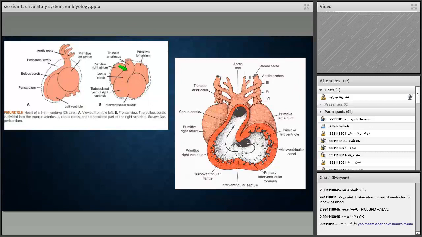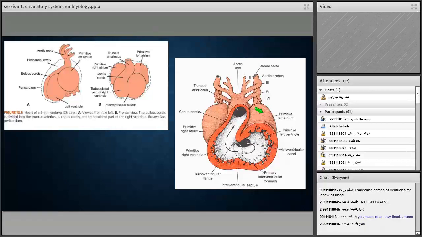So, the final position of the conus cordis is in the middle part of the pericardial cavity because of the two dilations in the primitive common atrium, because the primitive common atrium wants to form the primitive right atrium and primitive left atrium. Clear? Okay. Very good.